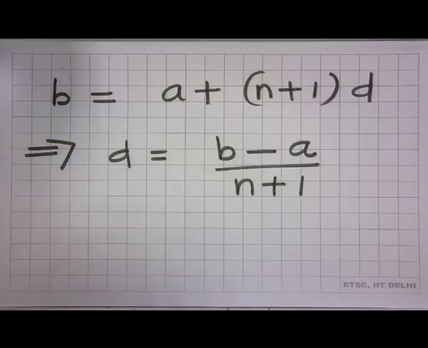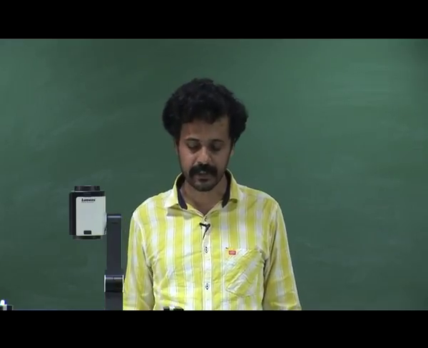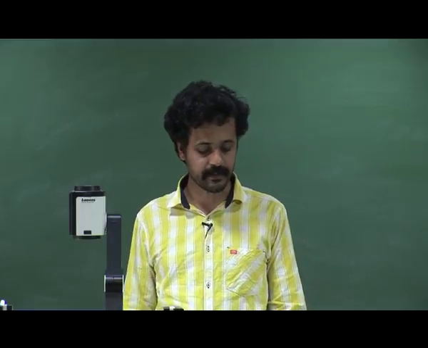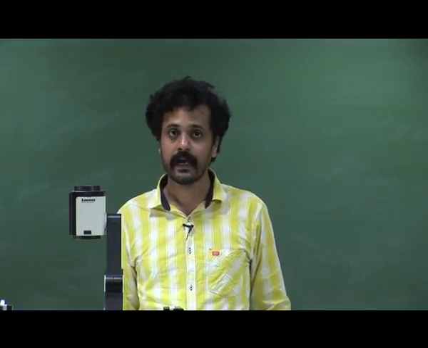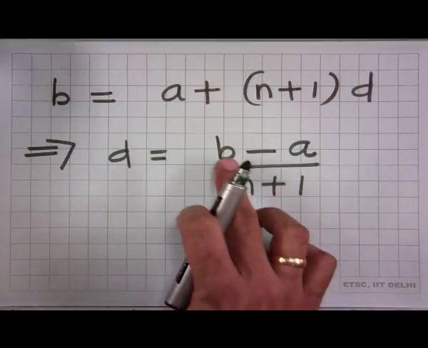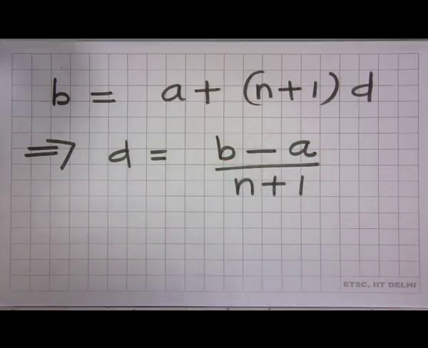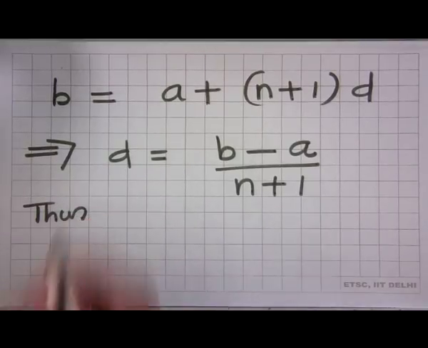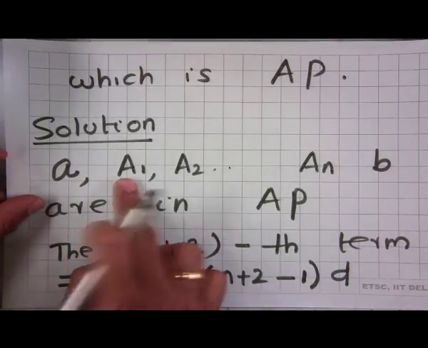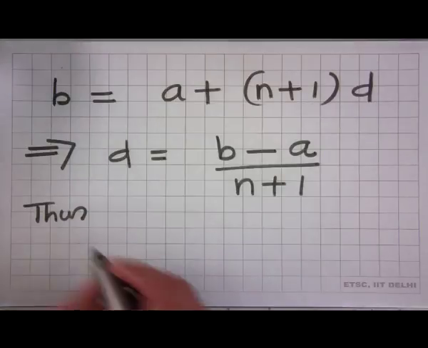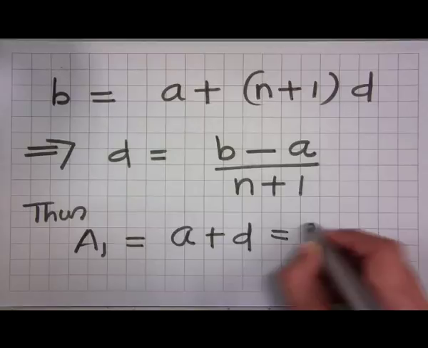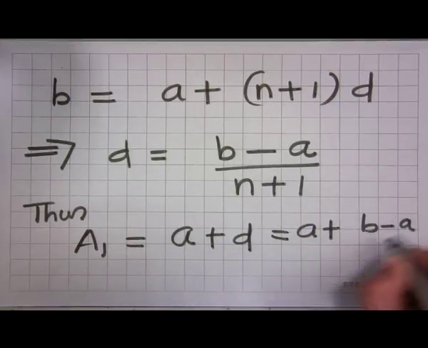Recall, to describe an arithmetic progression completely, what we need is the first term and the common difference. Here the first term is the given number A, and we have just now obtained the common difference D as (B minus A) by (n plus 1). Thus, the second term, that is the first number to be inserted, capital A1, will be A plus D, which is A plus (B minus A) by (n plus 1).